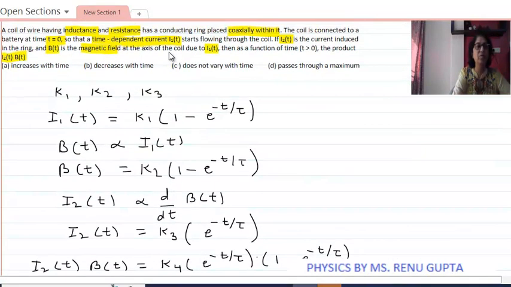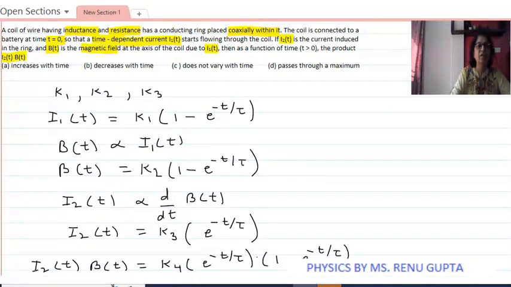Now we see the options. Increases with time, definitely it does not only keep increasing. Decreases with time, it does not only keep decreasing. It is varying with time, so it is not option C, but passes through a maximum is the correct option. Hence option D is the correct option.